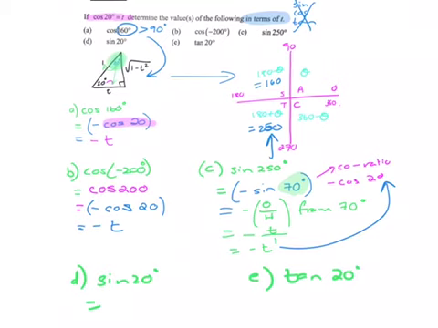So just because you're going from a different side, it still ends up being an equivalent ratio because of that 90-degree relationship between sine and cos. 20 and 70 make 90.